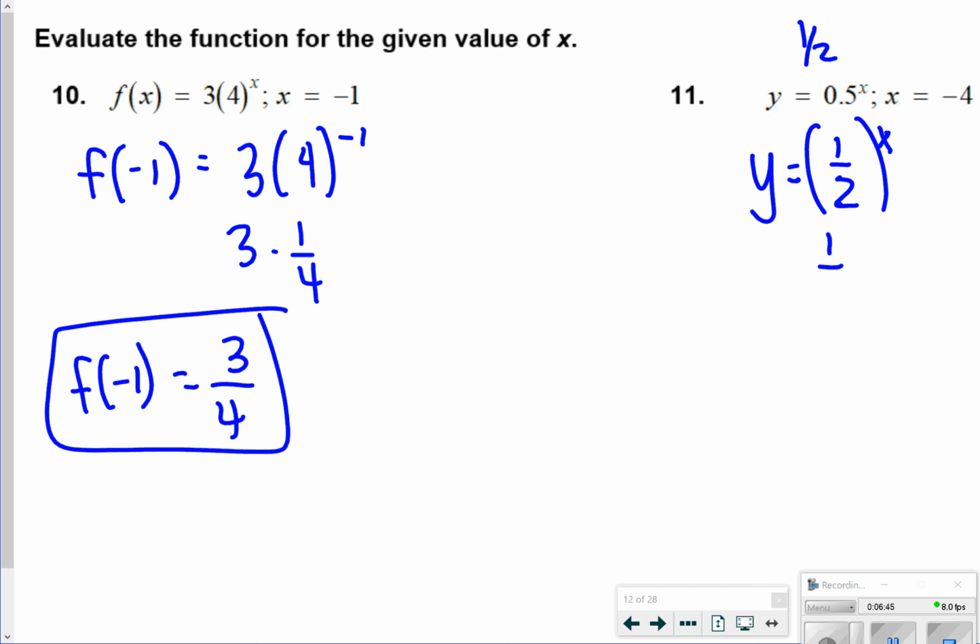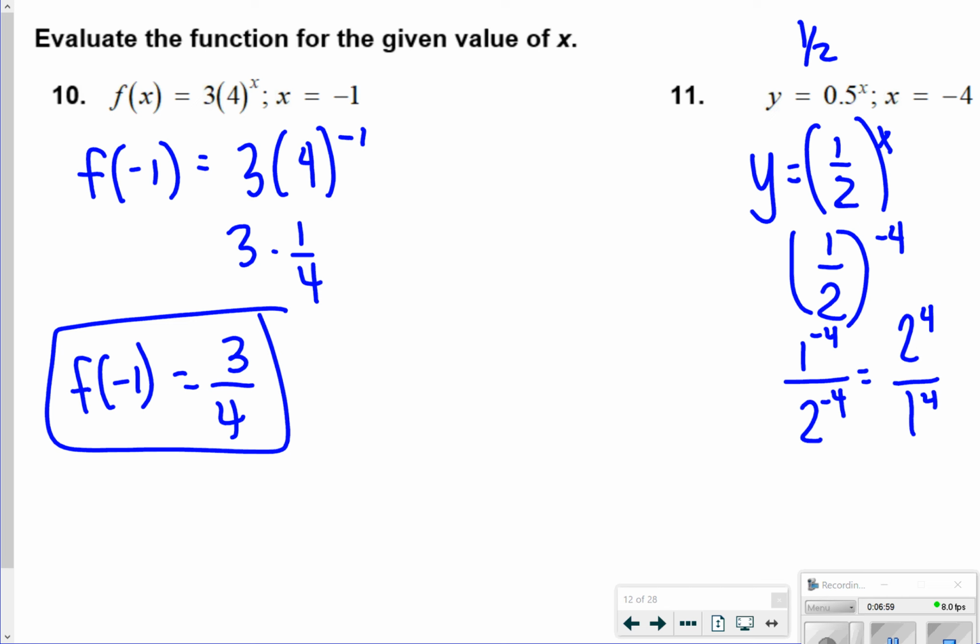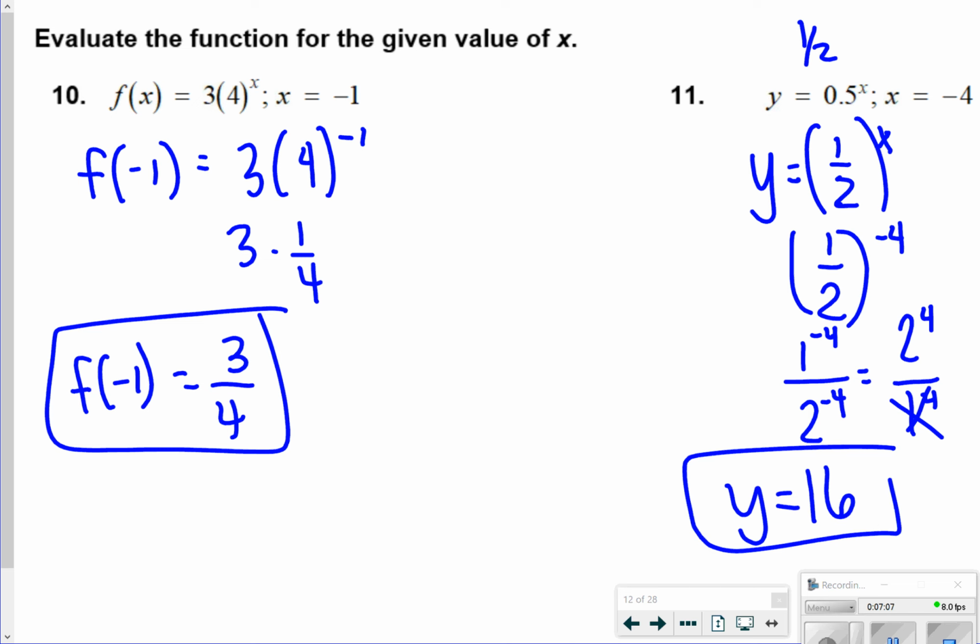And then I plugged in the -4, which means everything's going to get a 4th power, and it's going to flip. So if I maybe started here, 1 to the -4th over 2 to the -4th, that's just going to flip and give me 2 to the 4th over 1 to the 4th. The 1 to the 4th will just give me 1, and 2 to the 4th will give me 16. So my answer for number 11 is 16. Again, you should still get the same answer if you used the decimal form of 1/2.